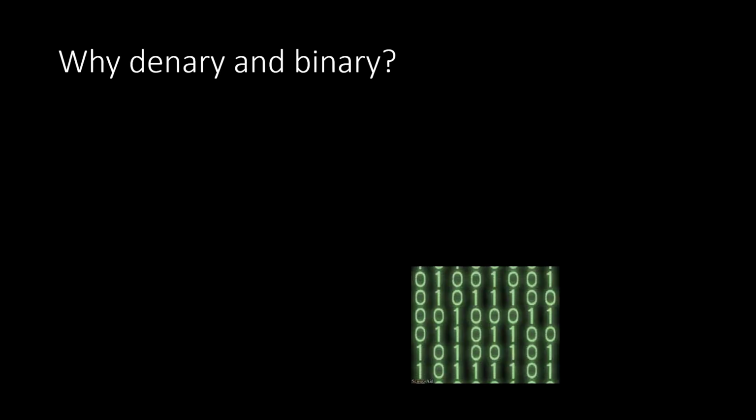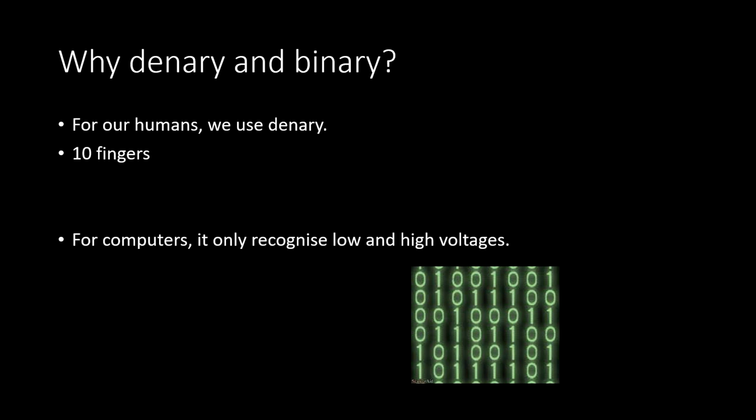So why do humans use denary and why do computers use binary? Well, because we humans have 10 fingers. However, computers are a bit silly. They only recognize low and high voltages, so there are only 0 and 1. That's the reason we call it binary.